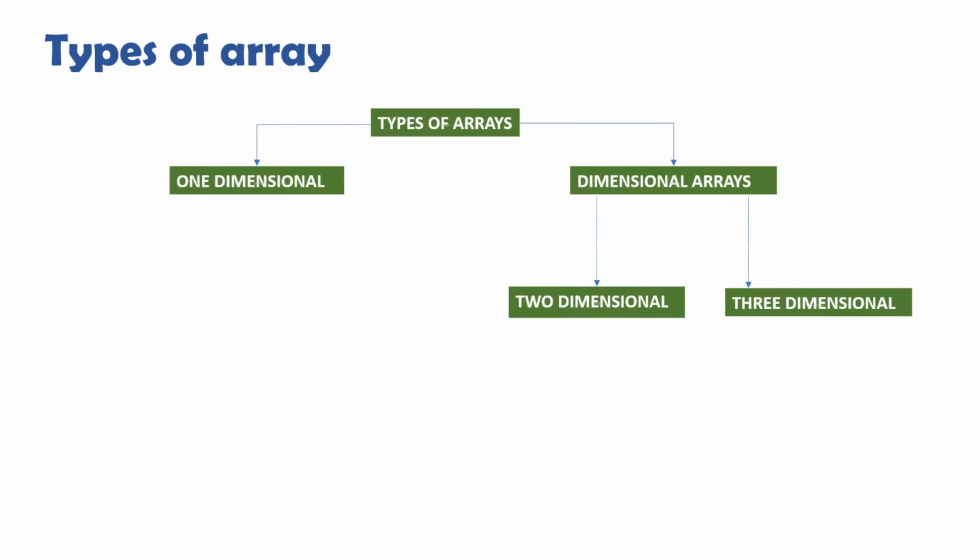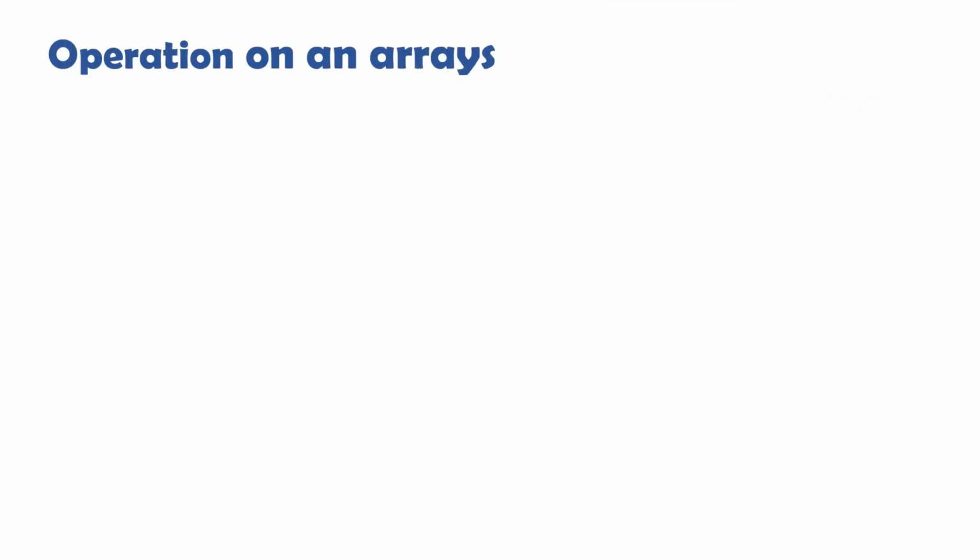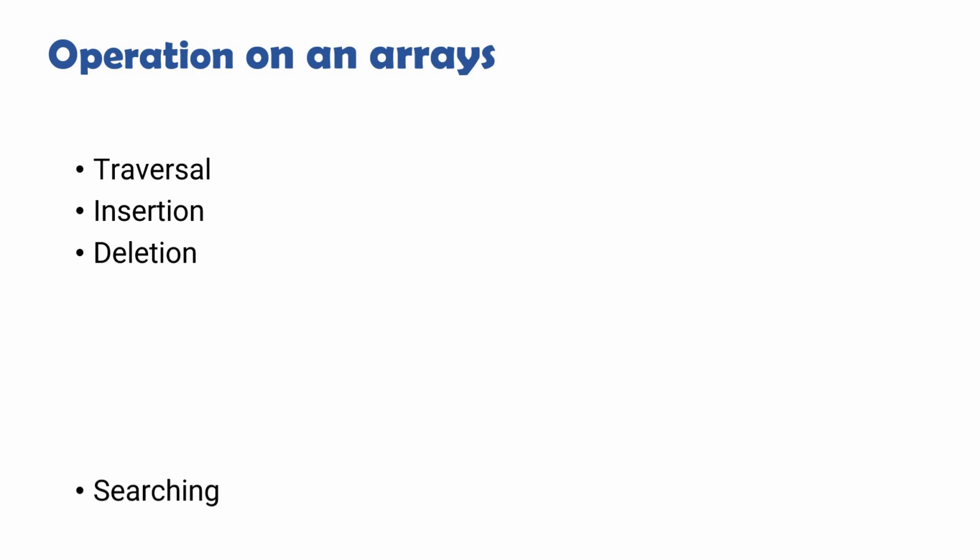Now let us jump into the next topic. We will understand different types of arrays. We have one-dimensional and multi-dimensional arrays. In multi-dimensional arrays, we have two-dimensional and three-dimensional arrays. The basic operations that can be performed on array elements are insertion, deletion, searching, sorting, and traversal.